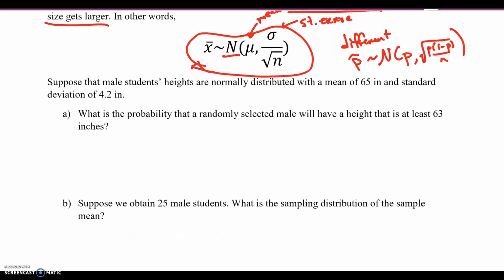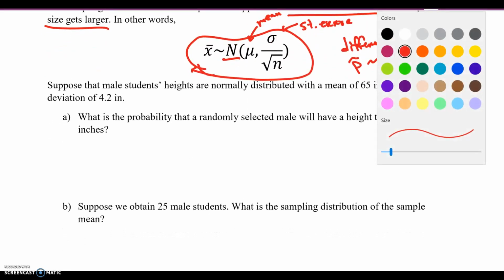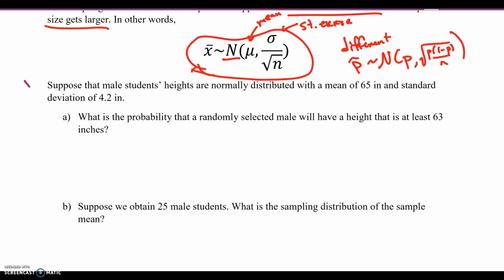Okay, so here is my example. Suppose that males' heights are normally distributed with a mean of 65 inches and a standard deviation of 4.2 inches. If you think about this x here, let's say x is the male student's height. This is normally distributed with a mean of 65 and a standard deviation of 4.2. So this is something that we've done before. What is the probability that a randomly selected male will have a height that is at least 63 inches?